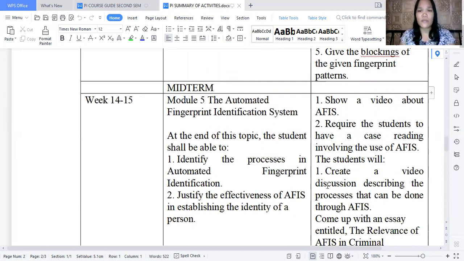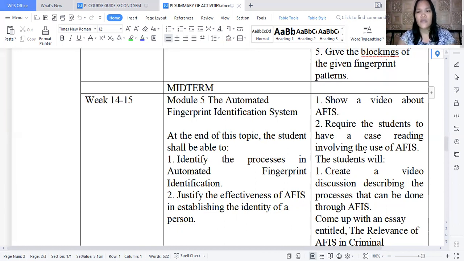So at the end of this topic, the students shall be able to identify the processes in automated fingerprint identification. So this is a database. Even though we do not have this kind of equipment in school, what we can do for us to learn is come up with a film viewing. I will be giving you some links for you to take a look at AFIS and how it is being operated. And in number two, justify the effectiveness of AFIS in establishing the identity of a person.